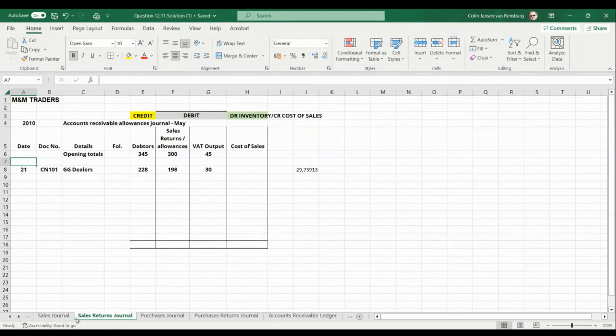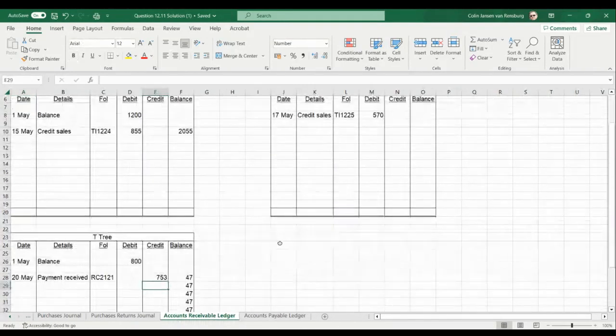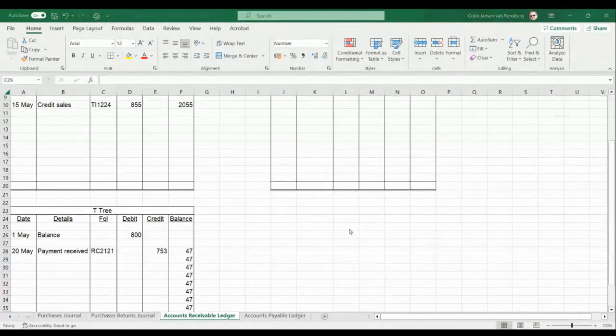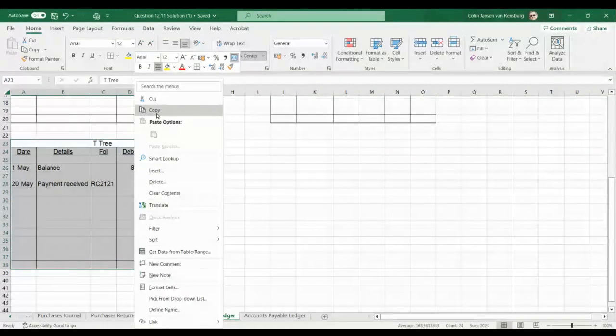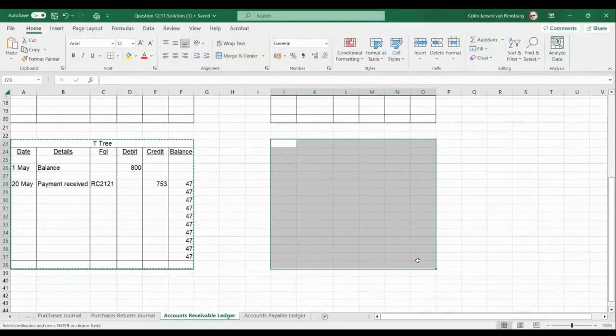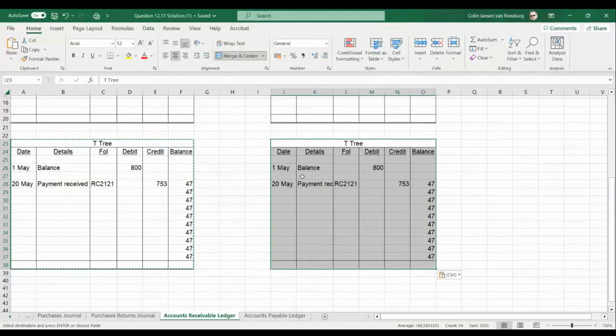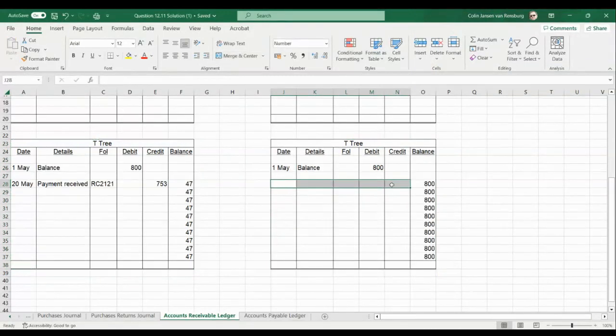We'll have to go and open an account for G&G dealers. So let us just go to our debtors ledger. Just let me get this collaborate control out of the way and let us copy this over. Let's say they had a balance at the beginning of the year. Let's leave the balance in there, just make it a different figure. Let's say 500 rands. So they had a balance of 500 rands outstanding, and then we saw, what was their name? G&G dealers.